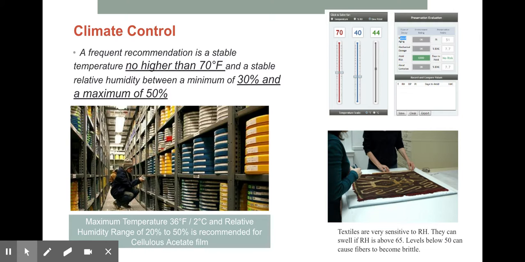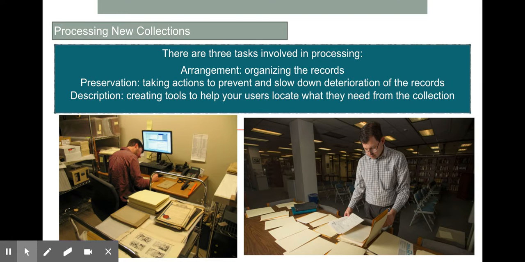Also, you cannot just store your archives in any location. You need to commit to maintaining a constant, moderate environment that is best for the types of records that you're preserving. Processing is another topic we'll cover in detail. That includes arranging a collection to make it accessible, taking action to preserve the material, and creating descriptions that describe what's in the records.